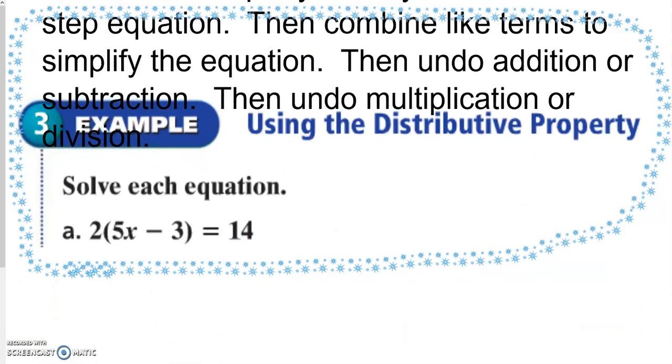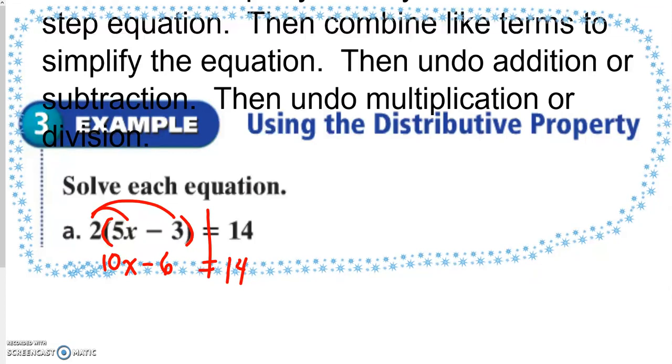Here's our problem. First thing I'm going to look for is distributive property. I see distributive property right here. I'm going to distribute. 2 times 5x is 10x. Minus 2 times 3 is 6. That equals 14. First step was distributive property. I did it. Second step, combine like terms. I don't see any like terms, so I get to move on.